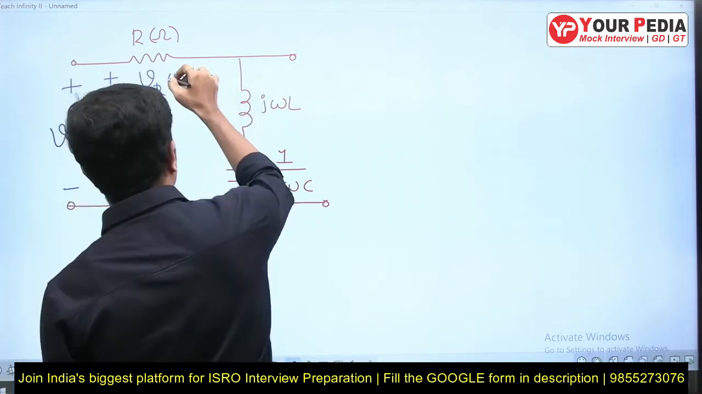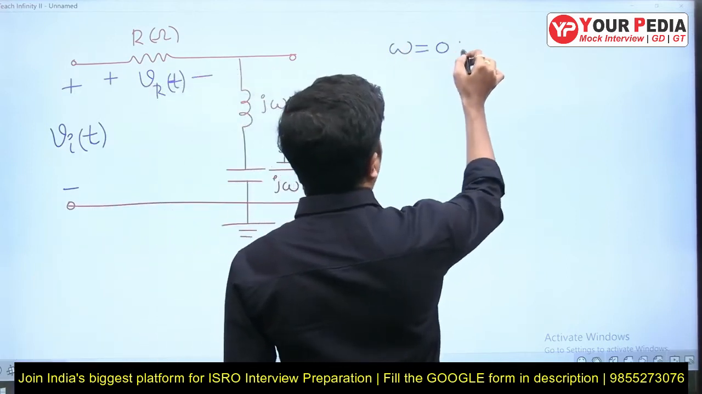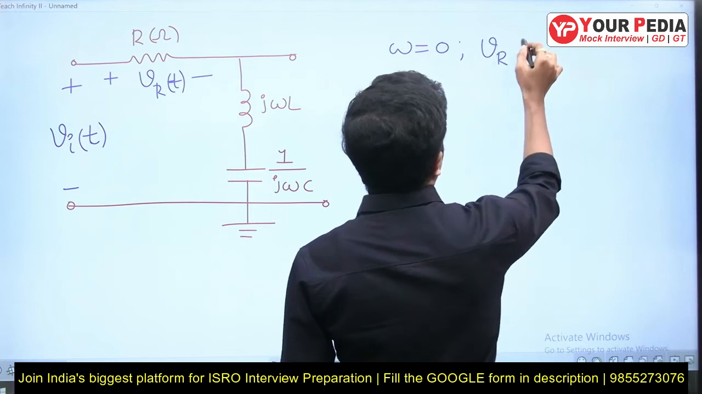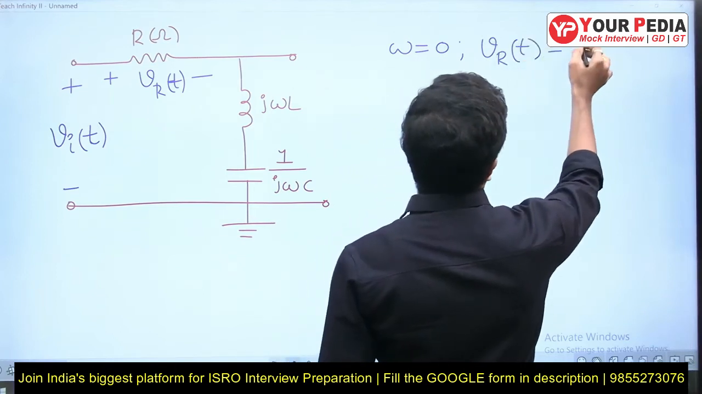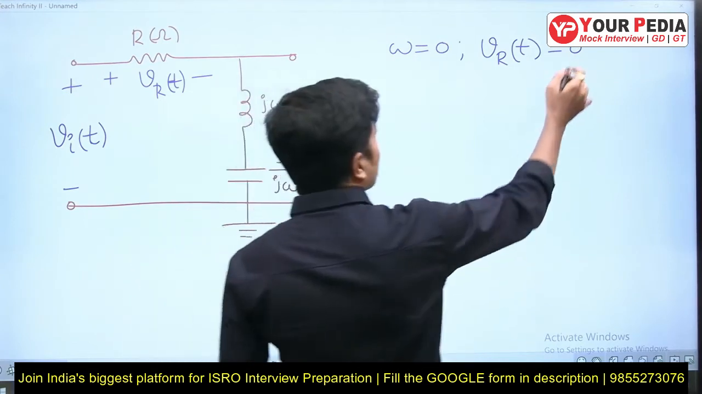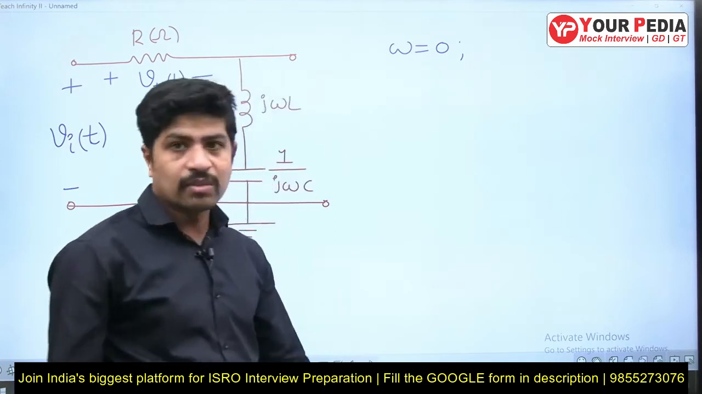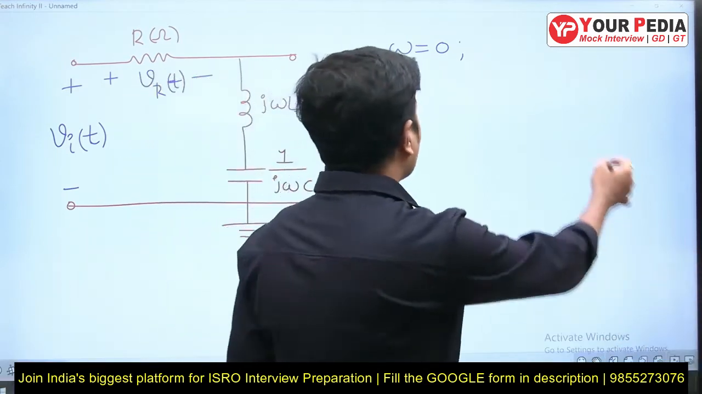Now if frequency is varied from 0 to infinity, for omega equal to 0, what is Vr of t? Vr of t will be 0. Why is Vr of t 0? One must have a very good grip on network analysis techniques, simple network analysis techniques. What is Vr of t?